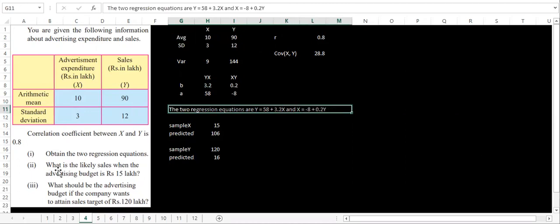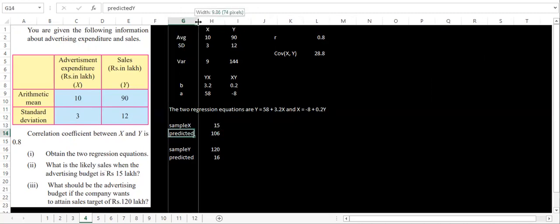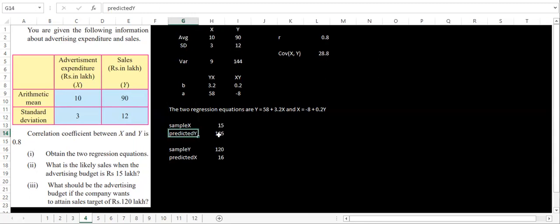The second question asks what the likely sales are when the advertising budget is rupees 15 lakh. The advertising budget is given by the X value, so we are given a sample value of X as 15, and we are asked to estimate or predict the Y value. Using the first equation, where y is a function of x, since we are given x, we can predict y. It comes out to be 106.